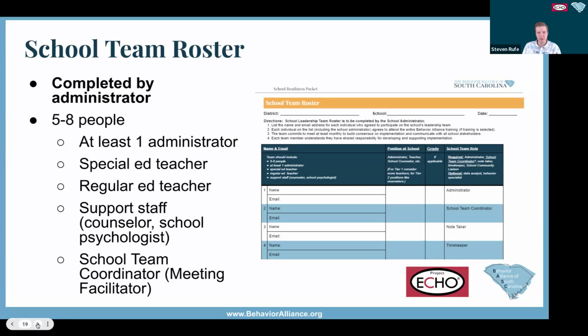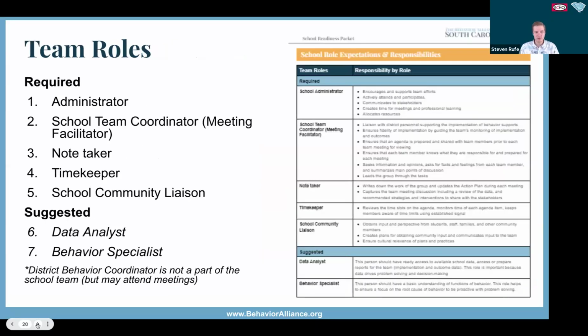On the next slide, we'll talk a little bit more about that checklist and those team roles. We do have that requirement that I mentioned earlier of the administrator. And like your district leadership team roles, we want the school team to assign out specific roles. So we have a minimum of 5 that are required: administrator and school team coordinator, the note taker, timekeeper, and school community liaison.